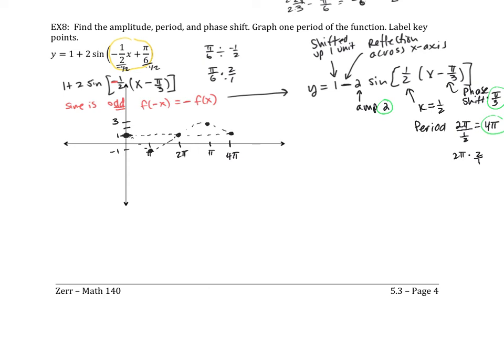And now I need to deal with the phase shift. So since I have a phase shift of pi over 3, that's just going to shift everything over to the left by pi over 3. So we'd scoot everything over a little bit. So that's what my graph is going to look like. And we can figure out what those key points are. So this is going to be A, this is going to be B, C, D, and E.